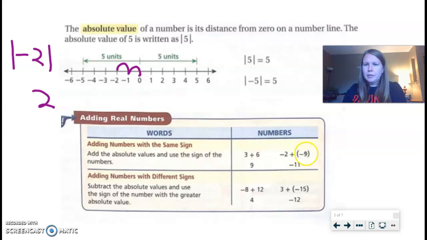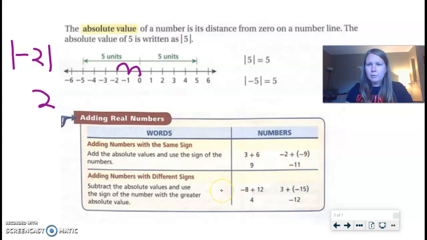In the case where these are both negative, you can kind of forget about the negatives for a minute and be like, okay, well, let's just do 2 plus 9. 2 plus 9 is 11, and you keep that same sign. So if the signs are the same, it's actually relatively easy. Think about the absolute value of those numbers, add them together, and keep that sign.